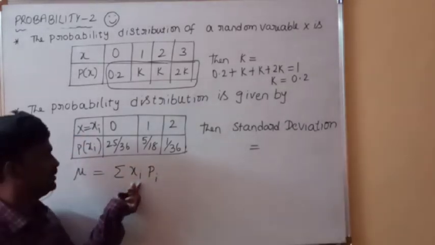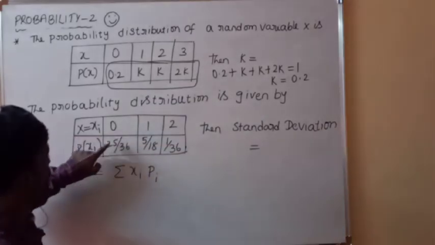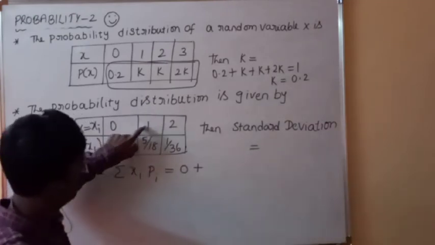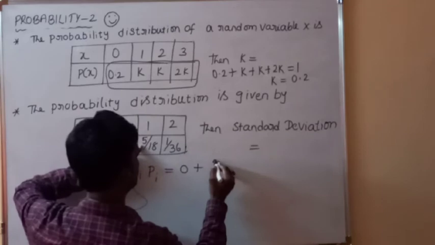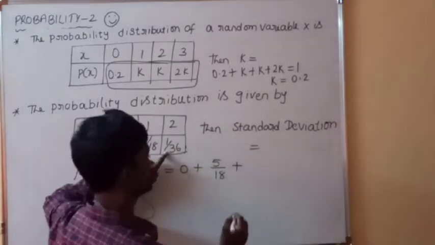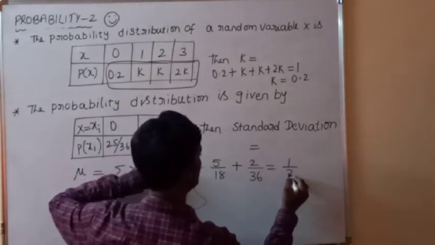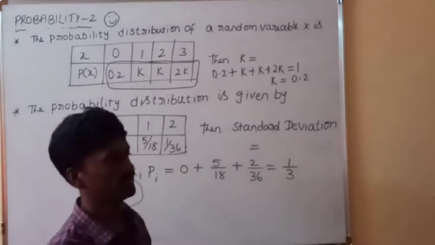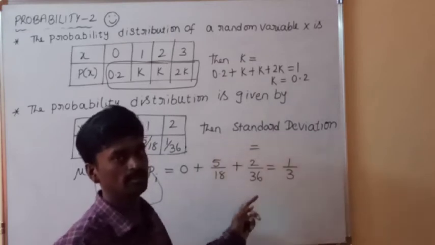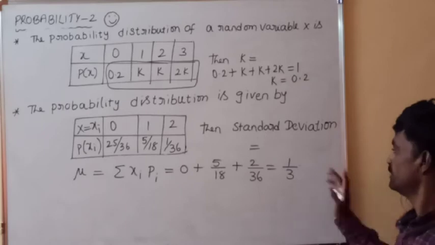So x value into its corresponding probability. So 0 into 25 by 36, what will you get? 0 plus 1 into 5 by 18, 5 by 18, plus 2 into 1 by 36, 2 by 36. After simplifying, I am writing directly, this is 1 upon 3, because 2 by 36 is nothing but 1 by 18. 5 by 18 plus 1 by 18, 6 by 18. 6 by 18 is nothing but 1 by 3.